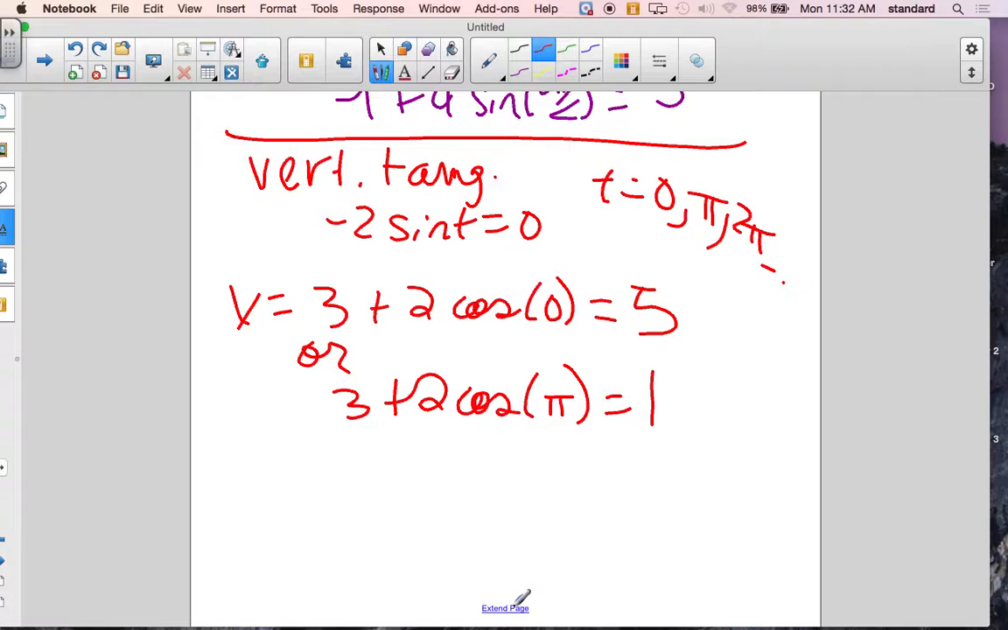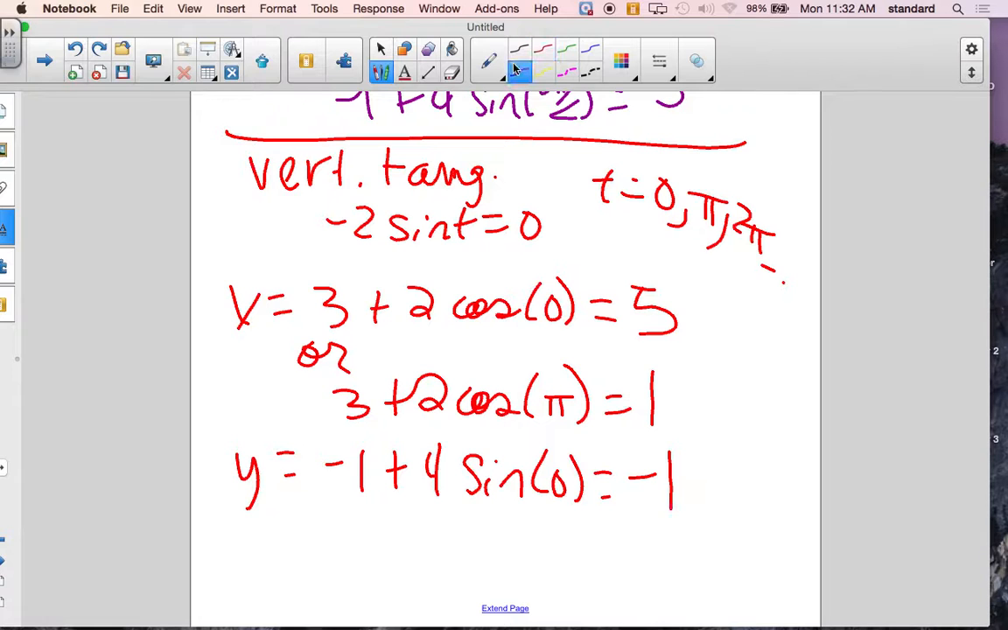All right, and my y is negative 1 plus 4 sine of 0. And what's the sine of 0? 0. So you just get negative 1. And could anything else happen there? Good. All right, because if we had 0 or if we had pi, this part's going to be 0 no matter what, right, in our scenario.